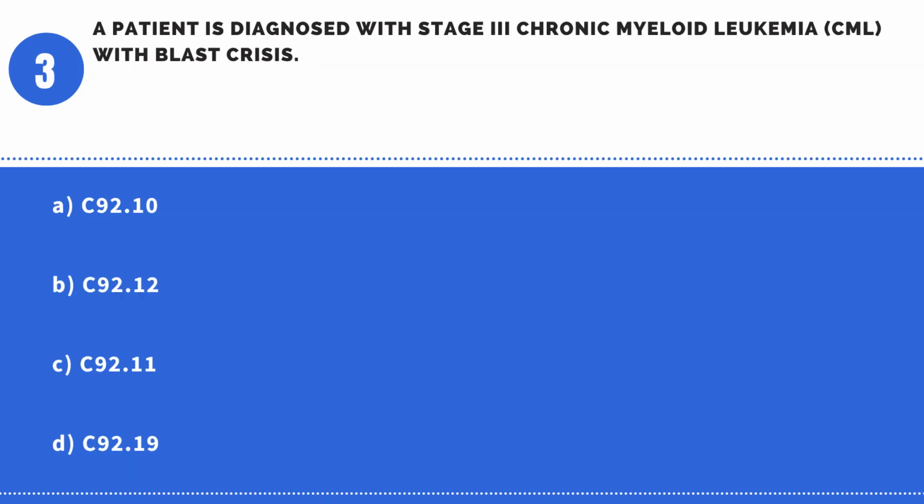Question 3. A patient is diagnosed with stage 3 chronic myeloid leukemia, CML, with blast crisis. A. C92.10. B. C92.12. C. C92.11. D. C92.19.